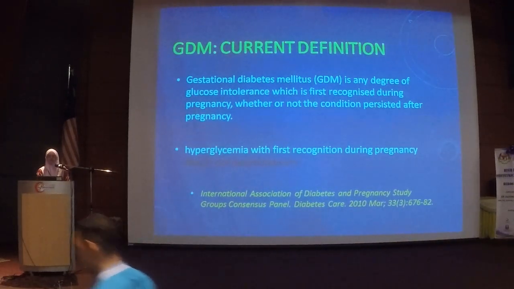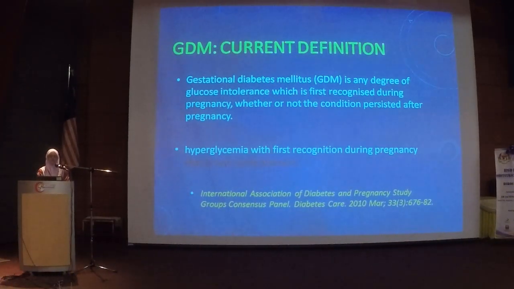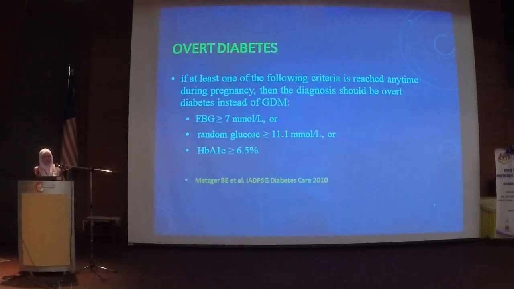But there's another section which says that it's not overt diabetes. That means based on the A1Cs, and also on the OGTT criteria, you should know whether this is overt diabetes or this is gestational diabetes. Right, so let's clear overt diabetes out of the way. When do we say this is overt diabetes? When the fasting is more than 7, when the random is more than 11.1, and the A1C is more than 6.5. Everyone is clear on that? Okay.